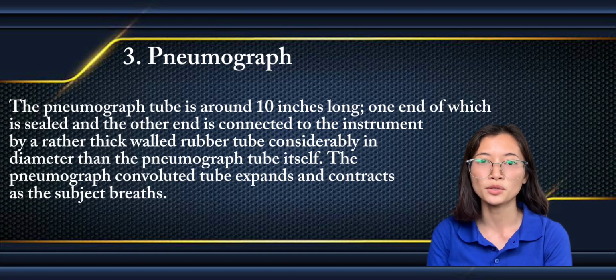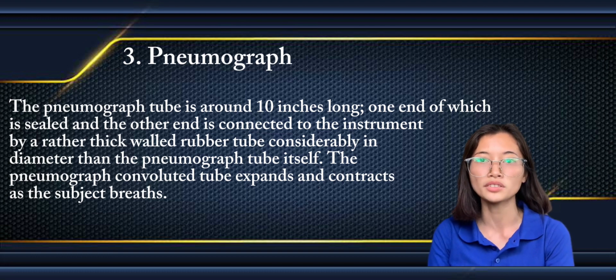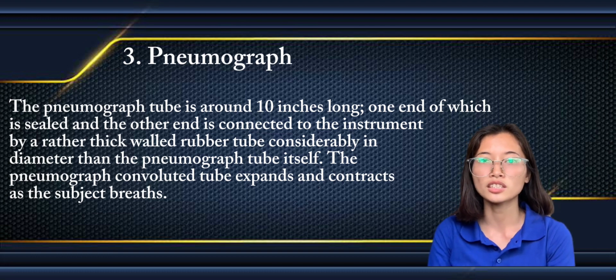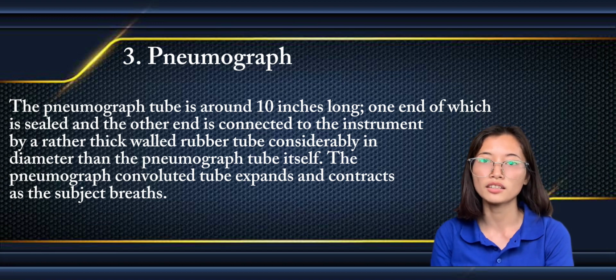The pneumograph tube is around 10 inches long, one end of which is sealed and the other end is connected to the instrument by a rather thick-walled rubber tube, considerably larger in diameter than the pneumograph tube itself. The pneumograph convoluted tube expands and contracts as the subject breathes.